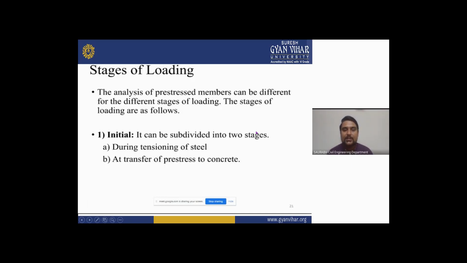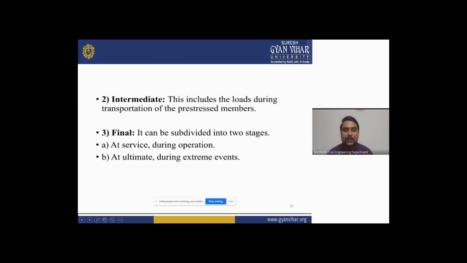Now we will see the stages of loading. The analysis of a pre-stressed member can be different for the different stages of loading. The stages of loading are as follows. First, we can see the initial stage. It can be subdivided into two stages. First one is during tensioning of steel, and B is the transfer of pre-stress to concrete.